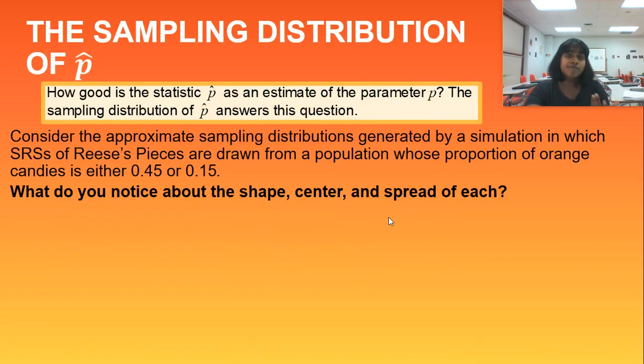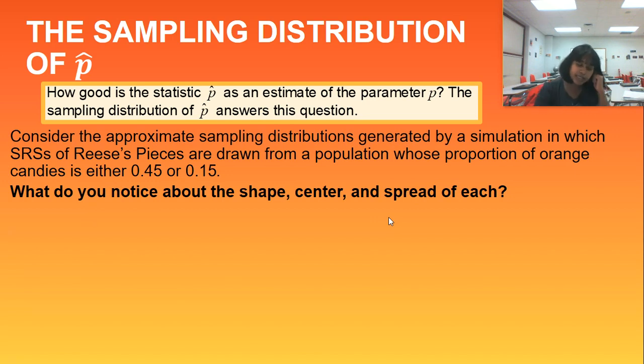So first and foremost, let's talk about the sampling distribution of p hat. And we're going to ask ourselves, how good is the statistic p hat as an estimate of the parameter p? So in essence, how good is the information or characteristic about the sample? How good of an estimator is that back to the population? So the sampling distribution of p hat will answer this question.